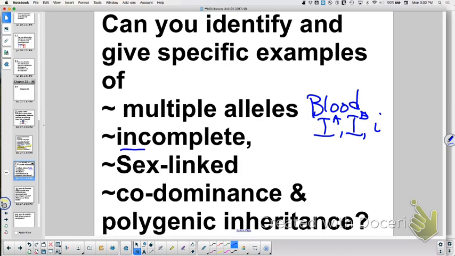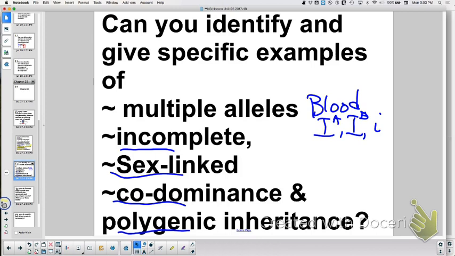Can you give an example of incomplete dominance? Wavy flowers. How about sex-linked trait? Colorblindness, sure. Codominance. Wait, no. That's the blood type. Not skin color. Blood. AB blood. Codominant. Okay. Polygenic. Skin. Height. Intelligence. Got that? That was a harder pull than I expected.